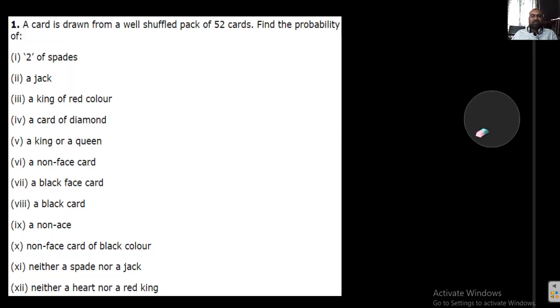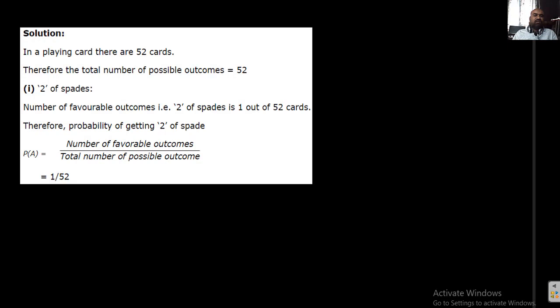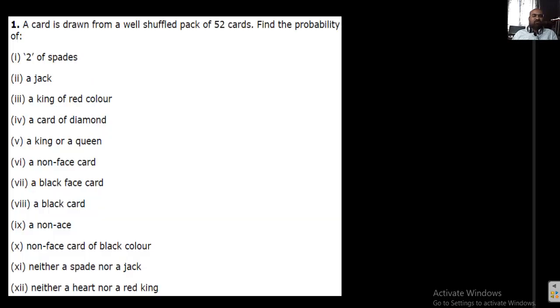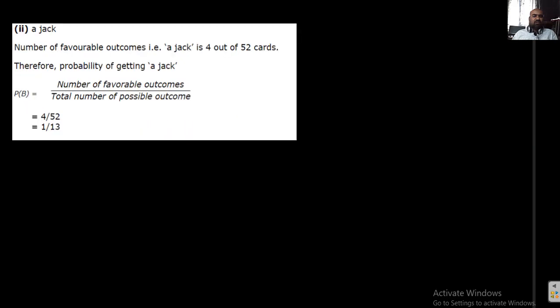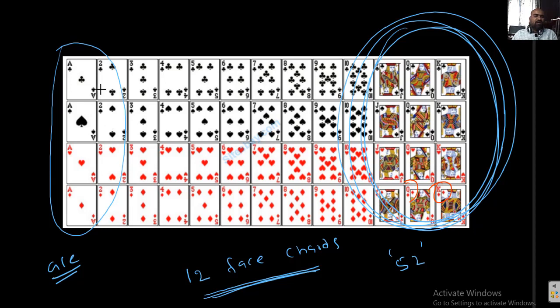But how to write the steps, that is important, students. Here, clearly given, the first one, 2 of spades. Number of favorable outcomes, that is 2 of spades, is 1 out of 52. Therefore, probability of getting 2 of spades, P(A) equals number of favorable outcomes divided by total number of possible outcomes, that is 1 by 52. In the examination, we need to write these steps. See in the diagram, 2 of spades, only one.